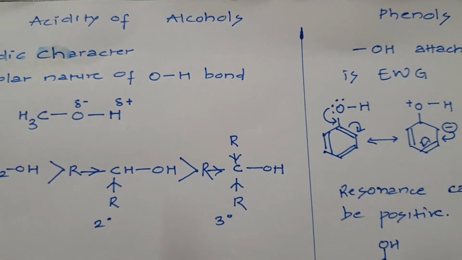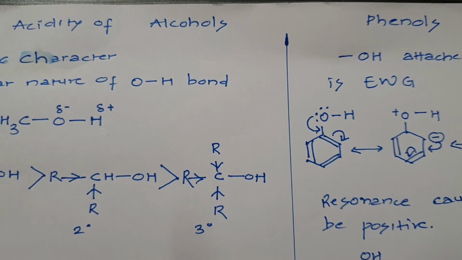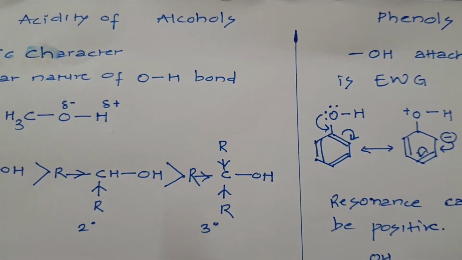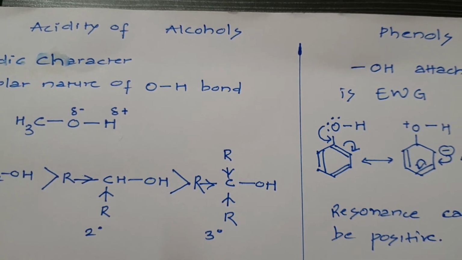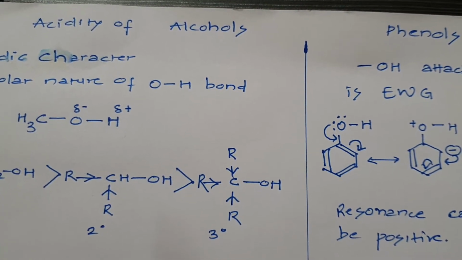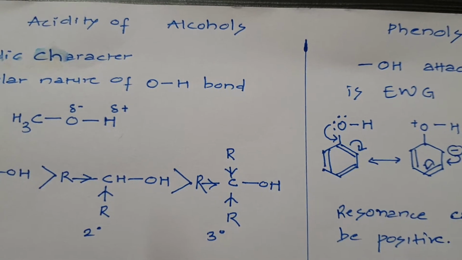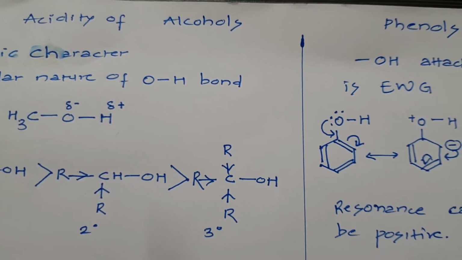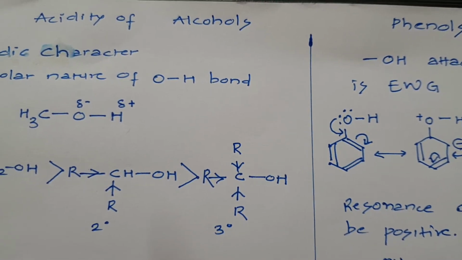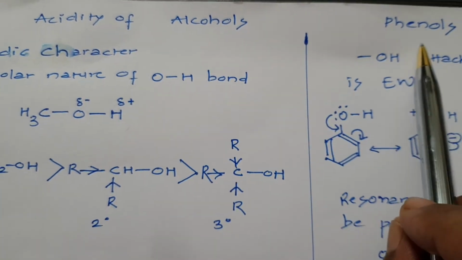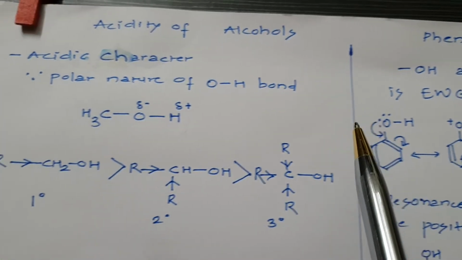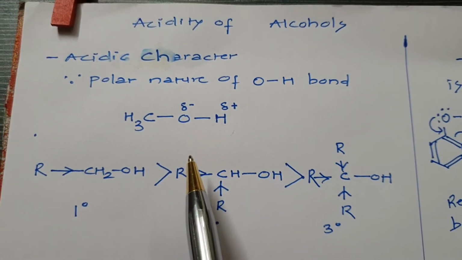Continuing with the chemical properties of alcohols and phenols, we have seen some reactions, and now we are going to study the acidic nature of alcohols as well as that of phenols. In this particular subtopic, we are going to compare the acidity of alcohol with that of phenol. Let us first take up the acidic character of alcohol.